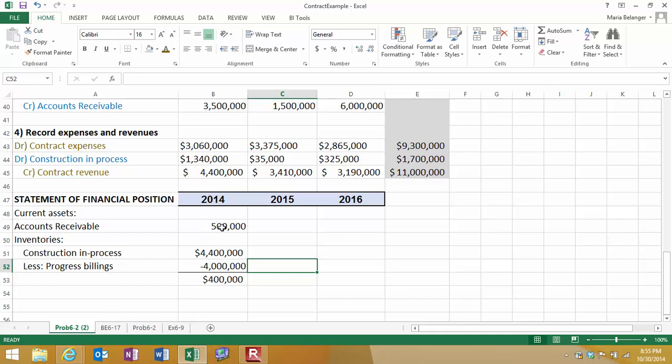Whereas the $500,000 came from the invoices we submitted of $4 million. So our progress billings minus the cash we collected. So that's a collectible, and usually within 30 days of invoicing, we're going to collect this amount in cash.